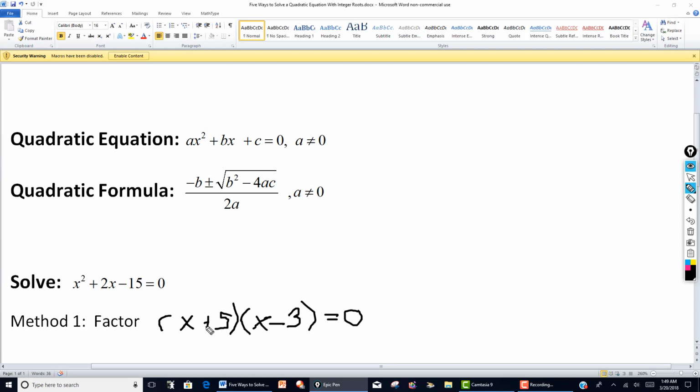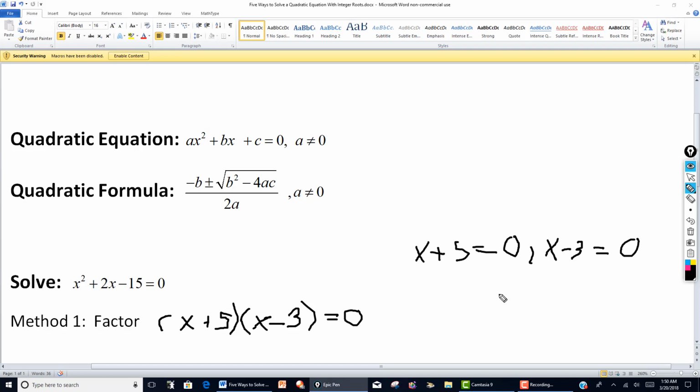Okay, because in order for this to work, the right side has to be 0, or one side has to be 0. So if x plus 5 times x minus 3 is equal to 0, that means that either x plus 5 is 0, or x minus 3 is 0, or both factors are 0.